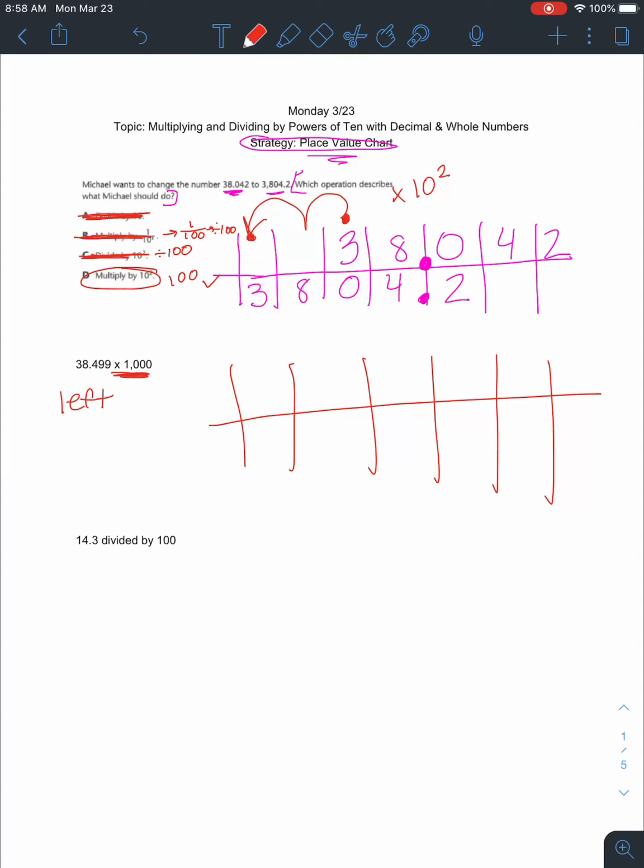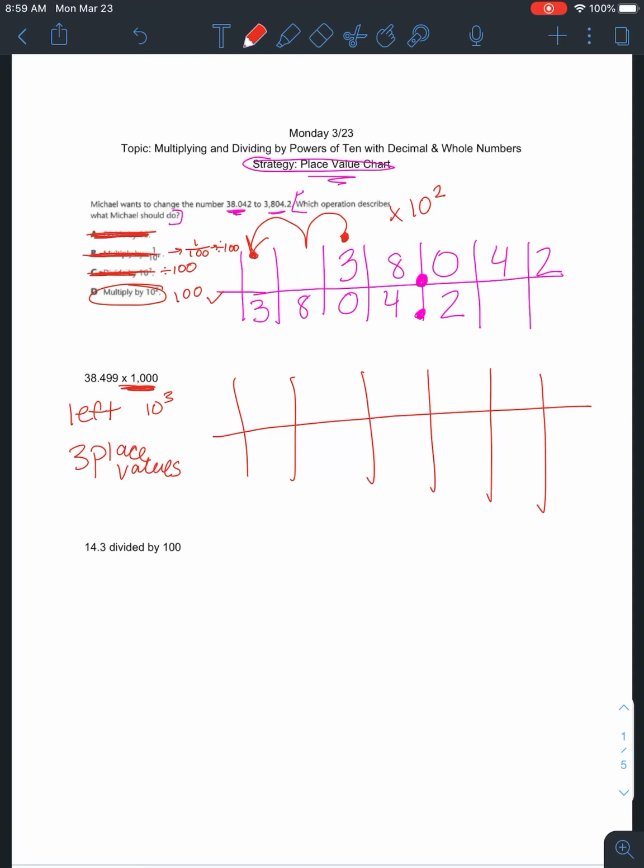And if I'm multiplying by 1,000, how many powers of 10 is that? That's like having 10 to the power of 3, which is also like saying we're going to be moving 3 place values. So now I know I'm moving left 3 place values. Let's start putting these digits on the place value chart. Make sure that decimal point is nice and visible. Remember, that decimal point is not going to move.